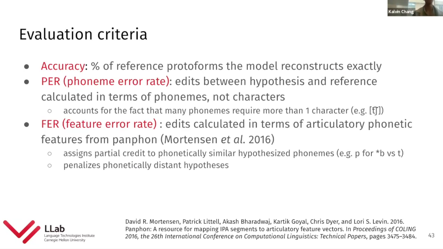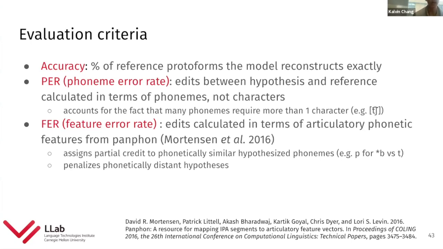Now we can evaluate the protoform reconstruction task on a few criteria. So the first is accuracy. So what is the percent of reference protoforms that the model reconstructs exactly, phoneme by phoneme? Now that's a pretty strict metric. So then we can also evaluate by phoneme error rate, which compares the edits between the hypothesis and the reference protoform, calculated in terms of phonemes instead of characters. This is important because this accounts for the fact that many phonemes often require more than one character to encode in Unicode.